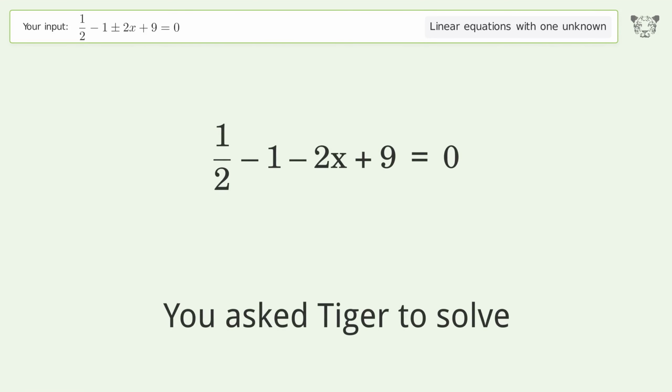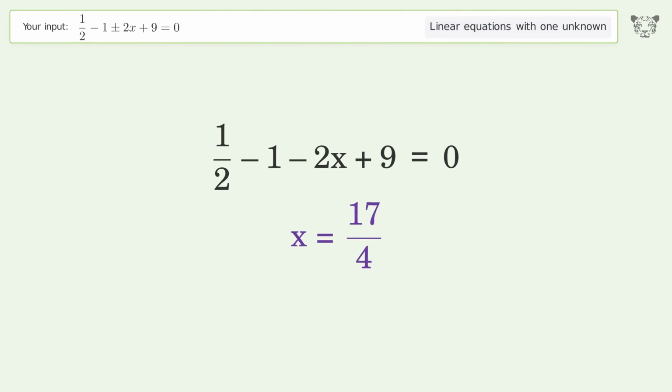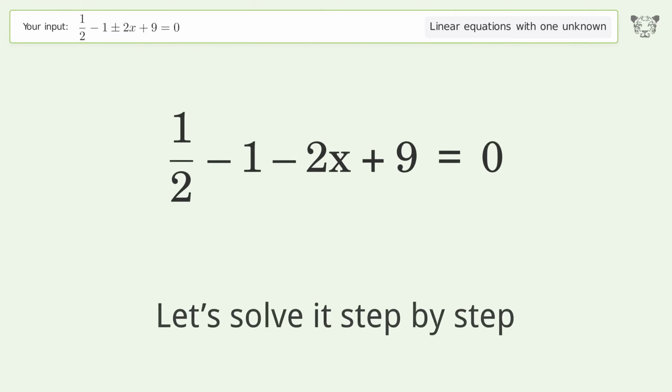You ask Tiger to solve this. It deals with linear equations with one unknown. The final result is x equals 17/4. Let's solve it step by step.